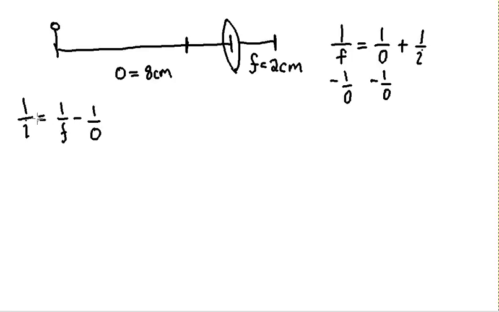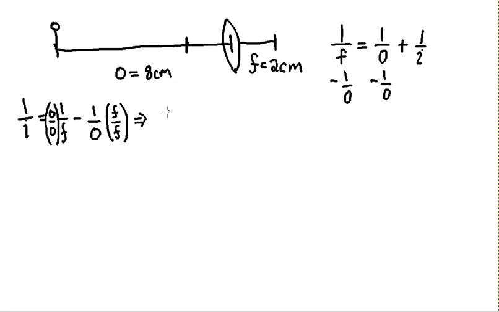Okay, so we want to get I alone right now, and it's going to be a lot easier if we combine these 2 fractions. So what we're going to do is multiply this fraction over here by O over O. That way they can have a common denominator of O times F. Multiply this fraction over here by F over F, which is really just 1. Anything divided by itself is 1. If you multiply anything by 1, you just get the same exact fraction, so you haven't changed it.